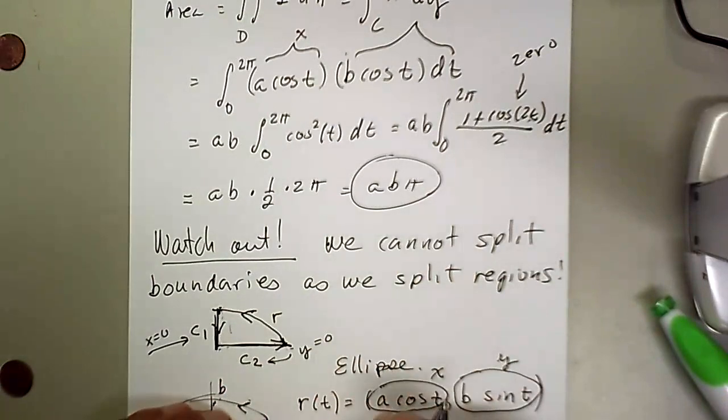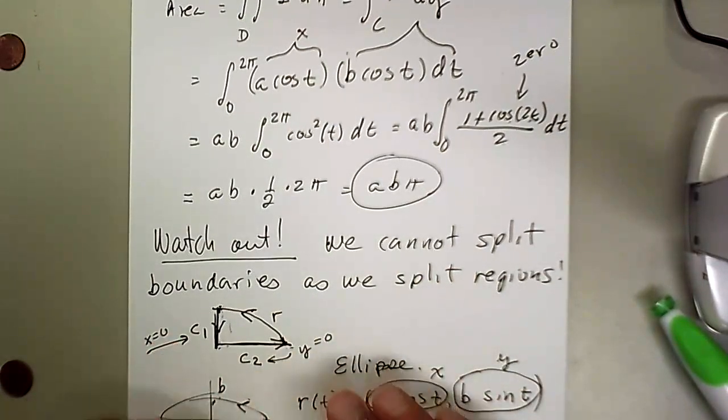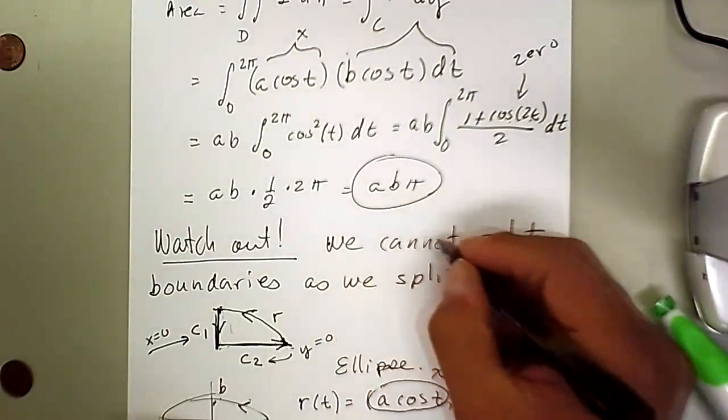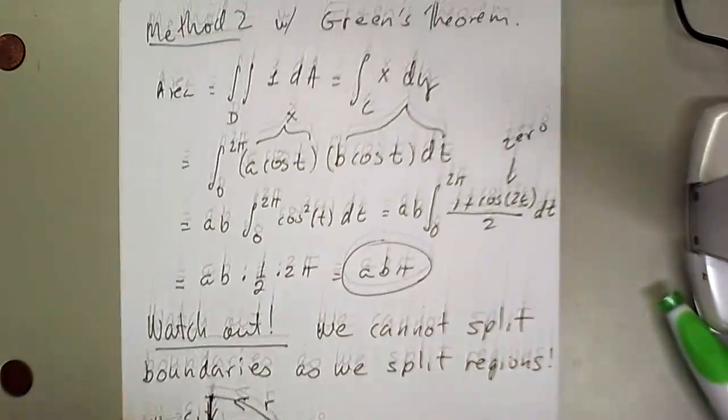So when we are splitting regions, the boundaries have to be taken into account. Or, another loose way to say it: the boundaries have to be taken into account.